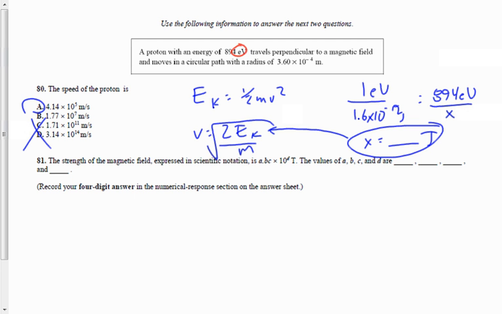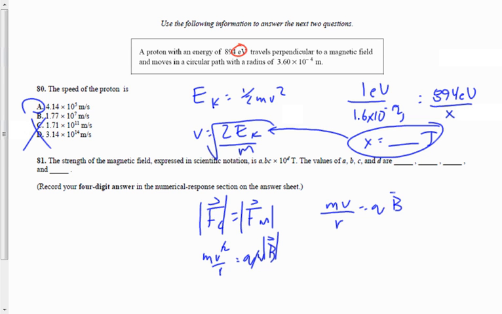Now, 81 says the strength of the magnetic field. We're looking for the strength of the magnetic field. Okay, I wanted to do Fc is equal to Fm. Let's try that now. Let's say mv squared over r equals qvB. V cancels. We're left with mv over r equals qB. This time we're solving for B for the first time. It ends up being equal to mv over qr.